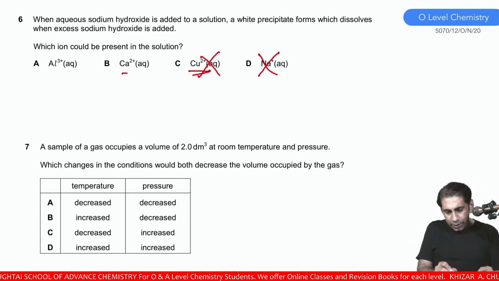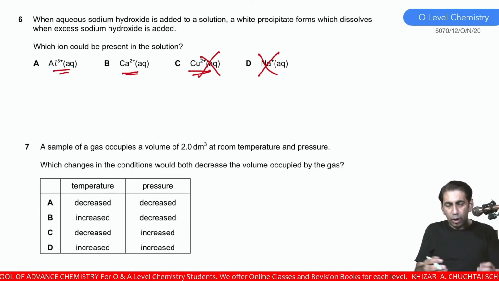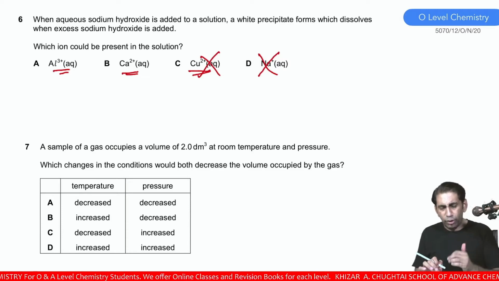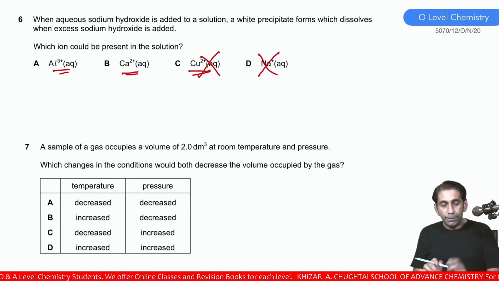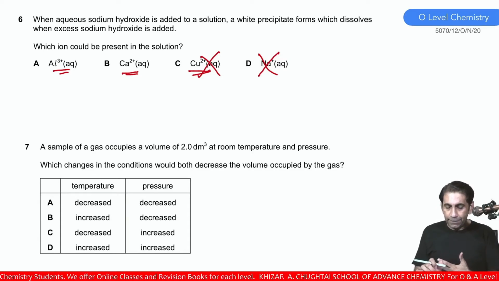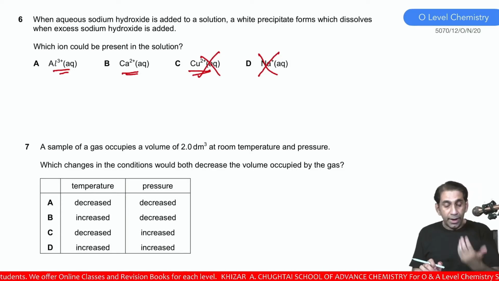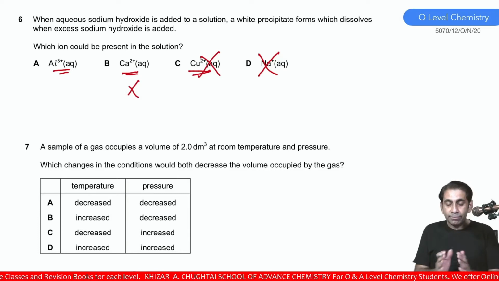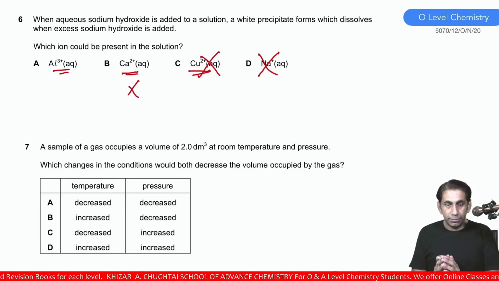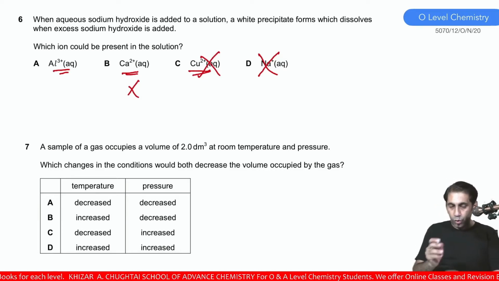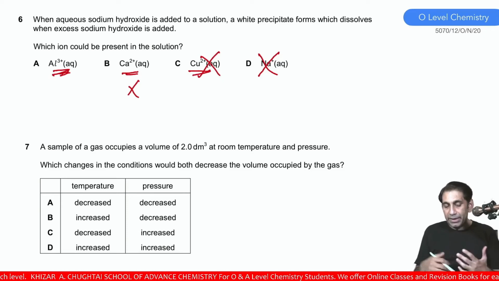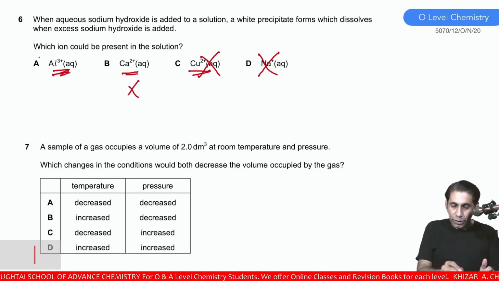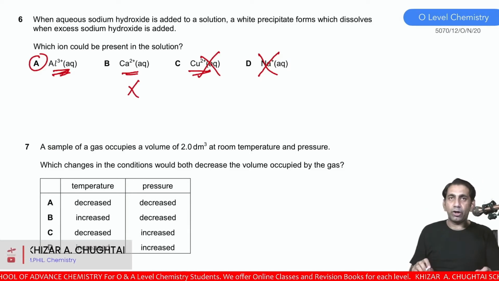You know that on the first stage, upon addition of a few drops of sodium hydroxide, both make a white precipitate. But upon addition of excess NaOH, the precipitate of calcium does not dissolve. The precipitate of aluminium, that is aluminium hydroxide, will be soluble. So in this case, A is the correct option.